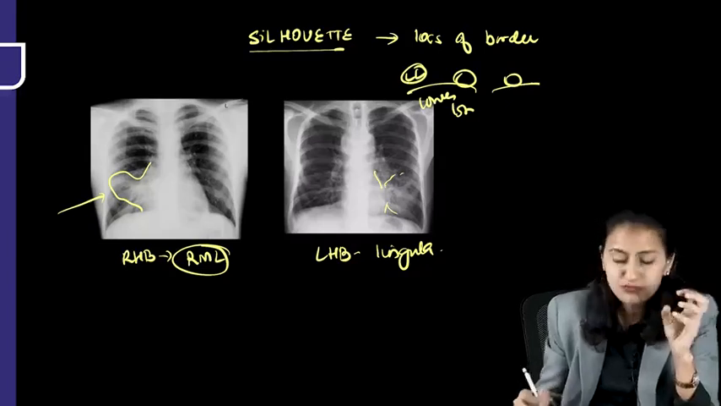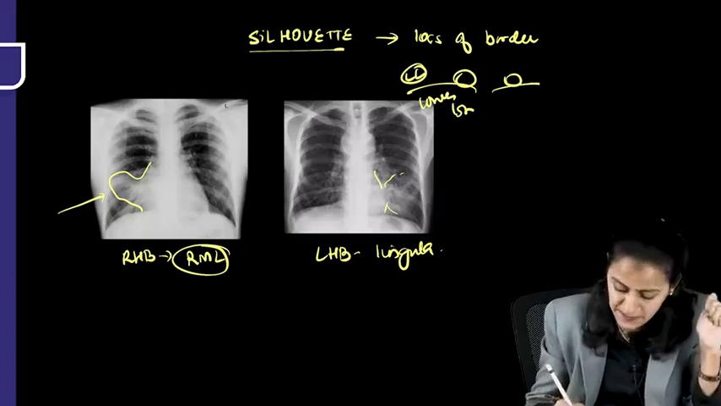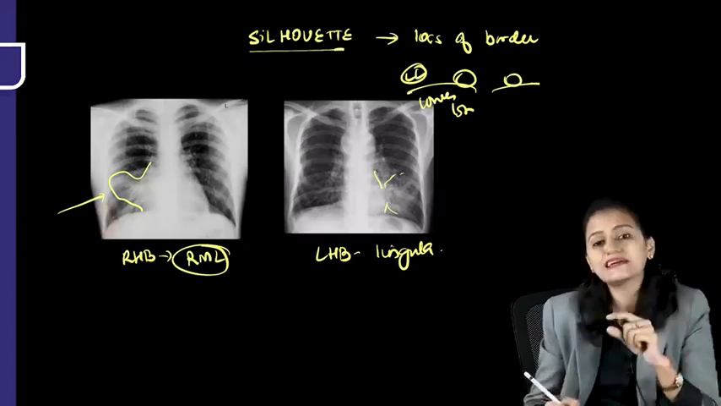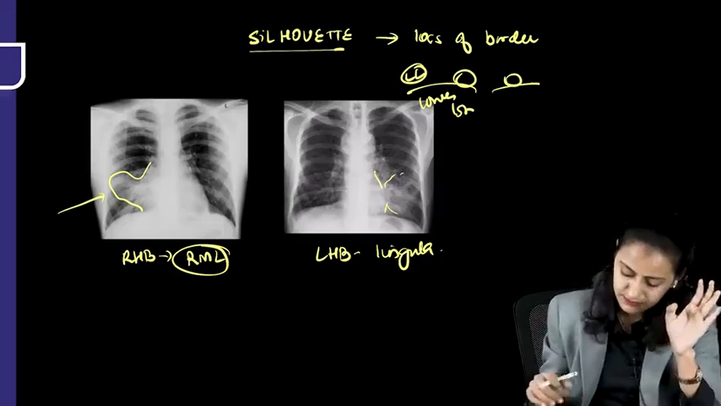Do not confuse this with pleural effusion. That is where majority of the students made a mistake in the recent exam. Here the angle blunting is not seen, right? So this is not pleural effusion.